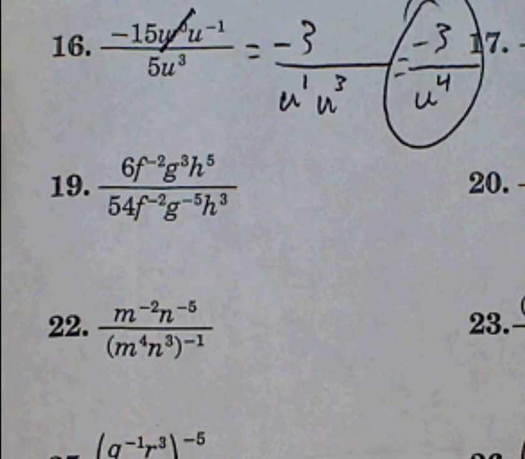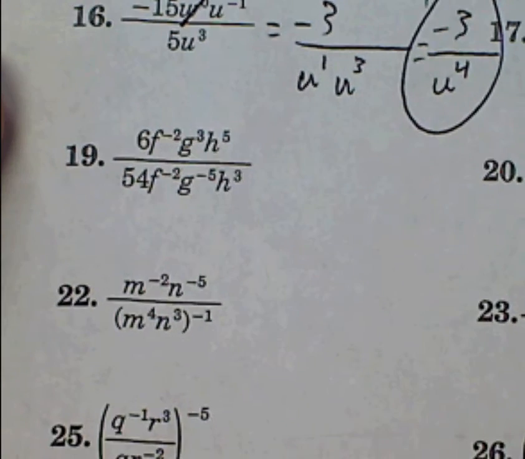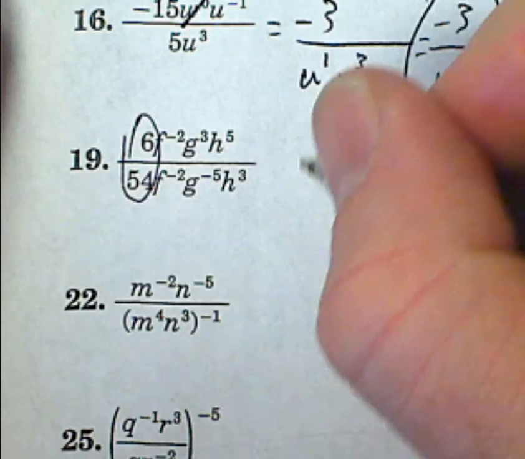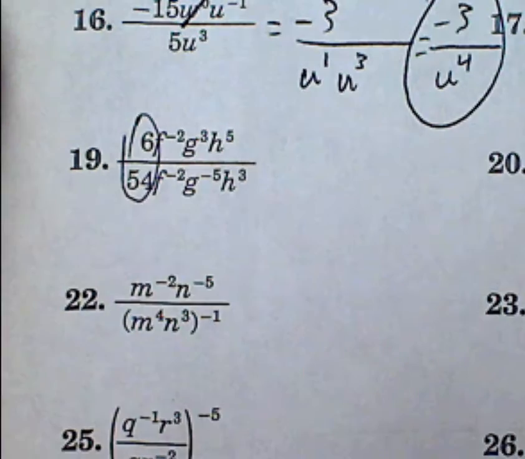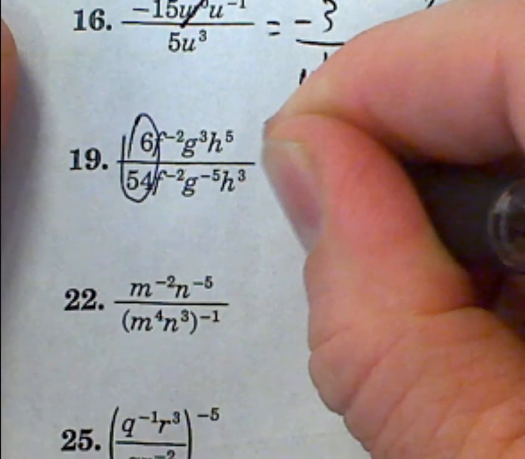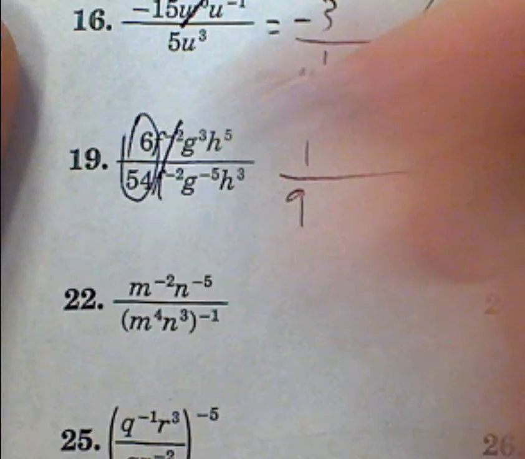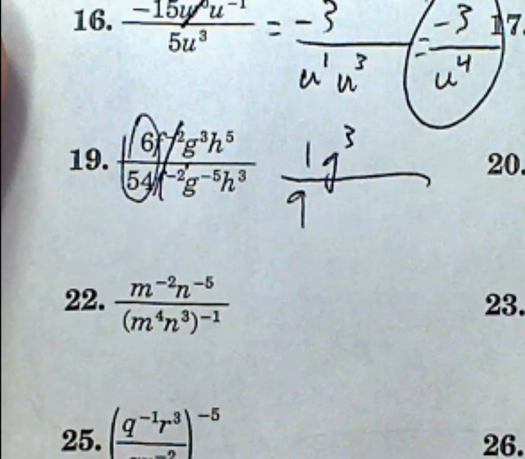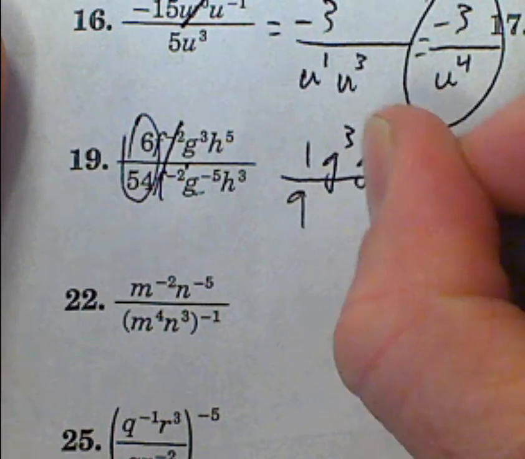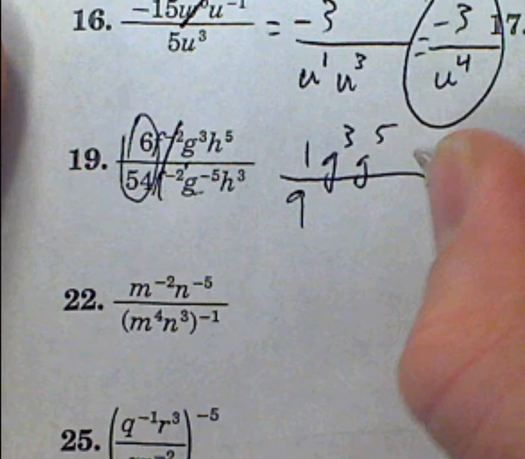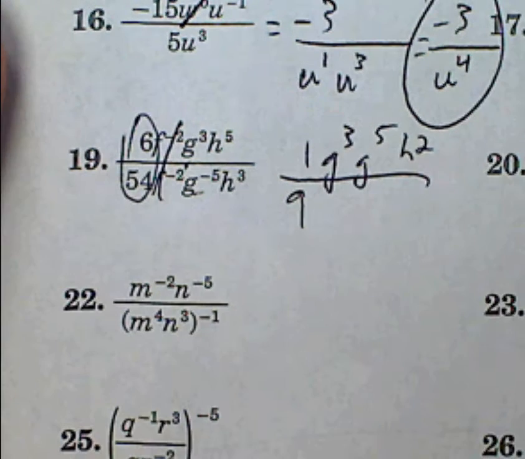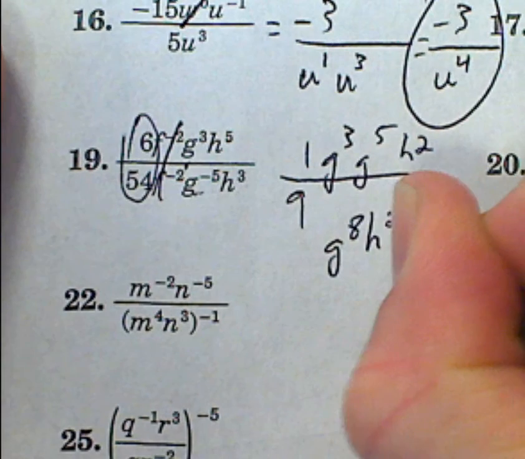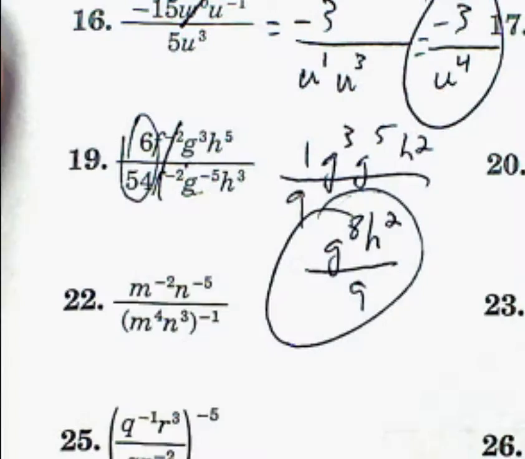Now we're on the back side. Number 19. On number 19, I can go ahead and I can reduce. Don't worry about 28 or 29. So this would be 1 over 9. My f -2 goes away. G3 stays on top. G -5 goes on top. 5 minus 3 becomes h squared. So g to the 3rd, g to the 5, that becomes g to the 8. H squared over 9.